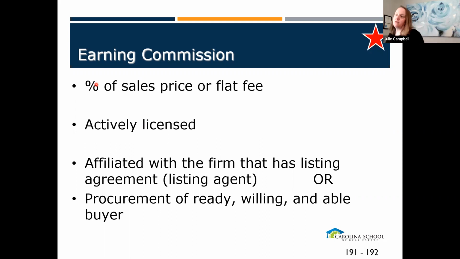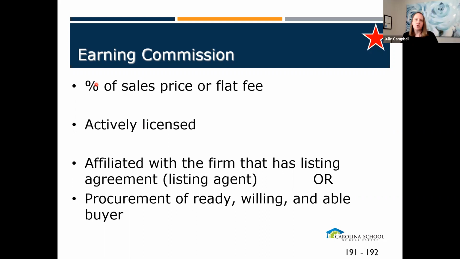There's one of two scenarios, or both, in which we can get paid. You're affiliated with the firm that has the listing agreement. So you've been brought on as the listing agent. Your name is on the sign in the front yard. You're working directly with the sellers. You're affiliated with that firm, and that firm allowed you to work with their sellers. Or you're the one that brought the ready, willing, and able buyer.